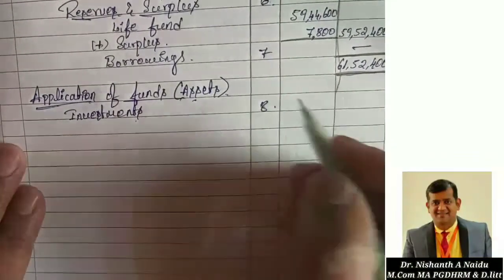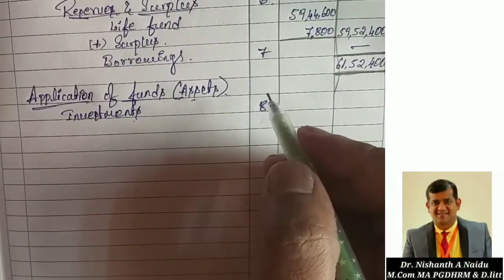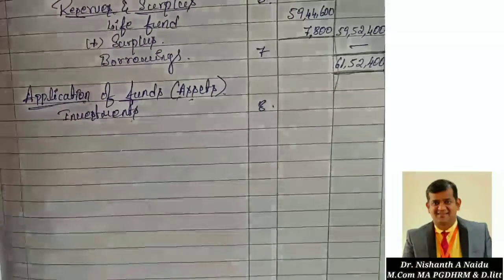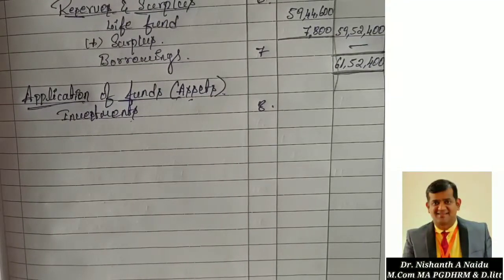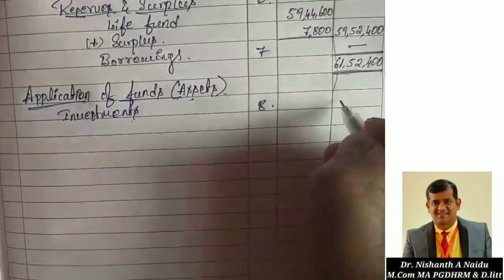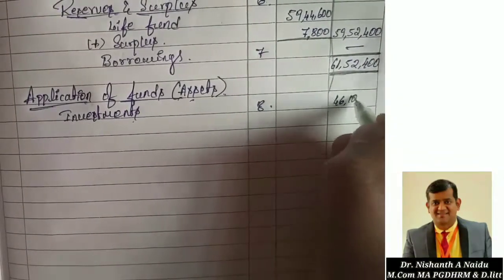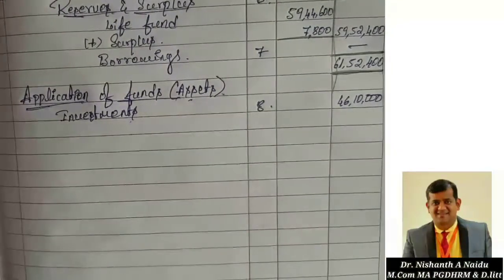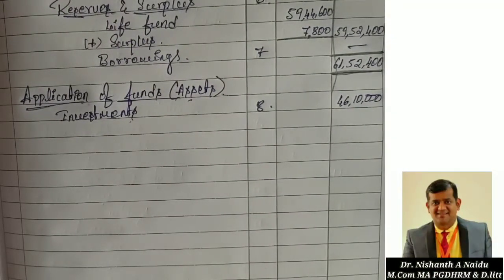Investments, schedule number 8. Just check whether any investment has been given in the problem and you have marked it as schedule number 8 anywhere. Yeah, it is there in the trial balance, right? Investments 45 lakh 10,000, or how much? Let me check. It is 46 lakh 10,000. I have taken it directly because usually for investment we don't get adjustments and all.